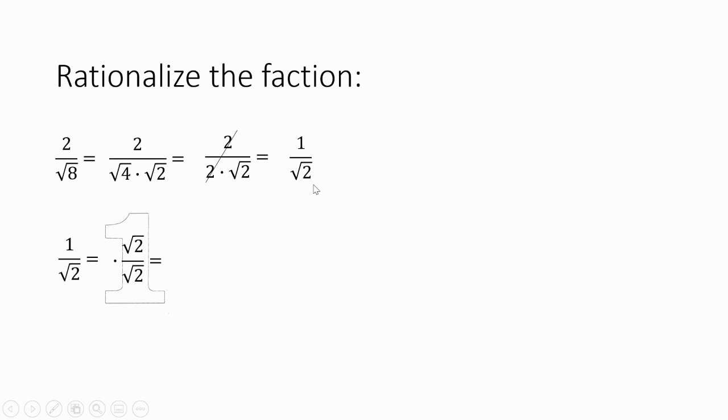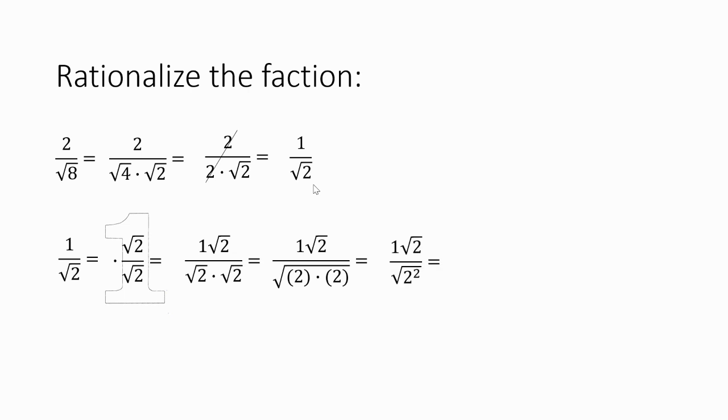Now I'll rationalize it. Multiply by root 2 over root 2. Multiply straight across, and I end up with root 2 over 2. So basically, 2 over root 8 is the same as 1 over root 2, and 1 over root 2 is the same as root 2 over 2. Looking at all three of those different fractions may not make you believe that, but that is true. So we may have to simplify the radical first. You could actually do this at the end. Either way, you're going to have to do some simplifying.